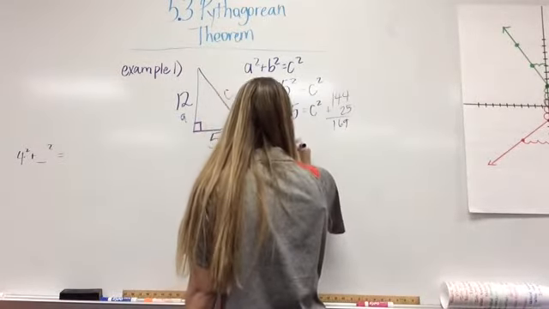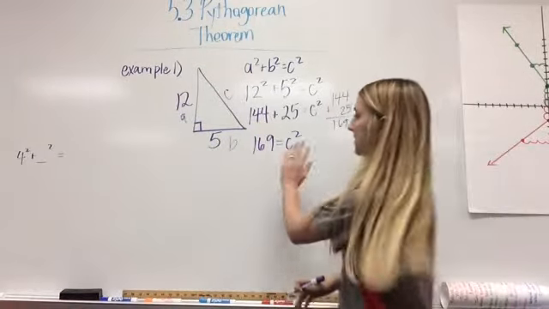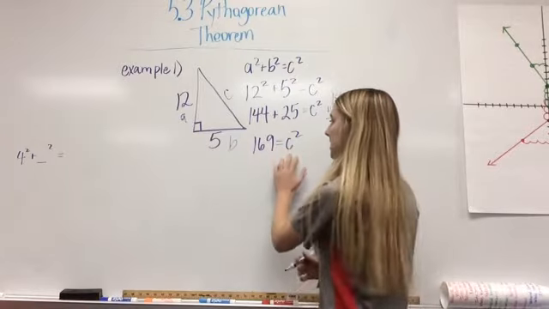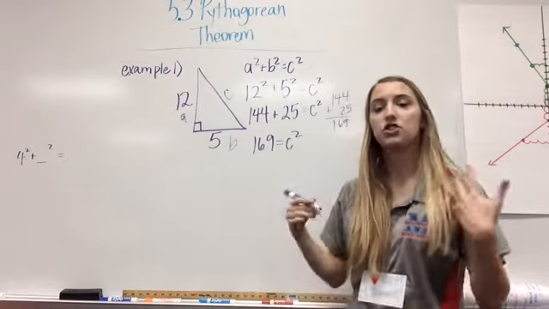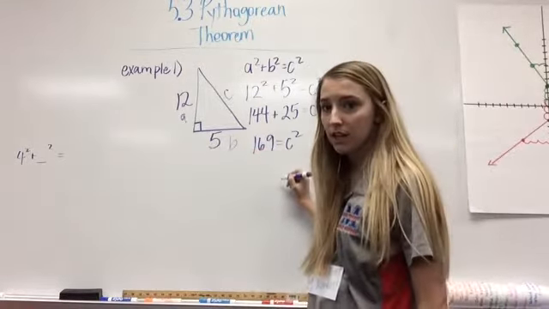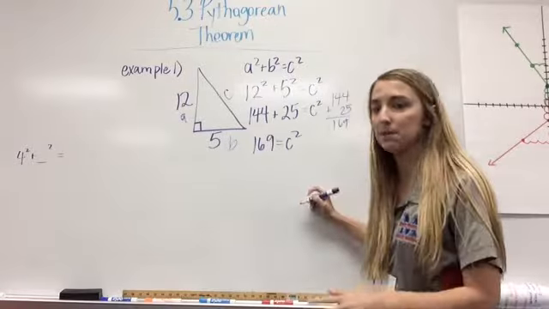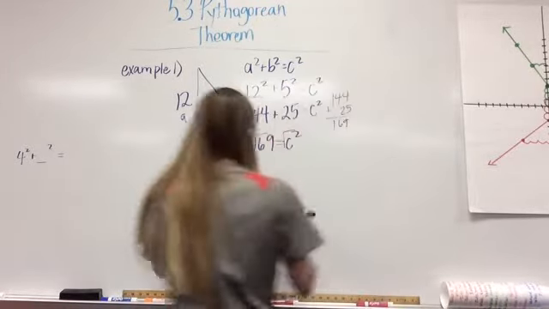169 equals c squared. Now, we've got to figure out what c is, and to figure out c, we're going to have to do the opposite of squaring something, which is square rooting it. So once we get to this step, we're going to square root 169, and that will get us c by itself. So I'm really taking the square root of both sides.